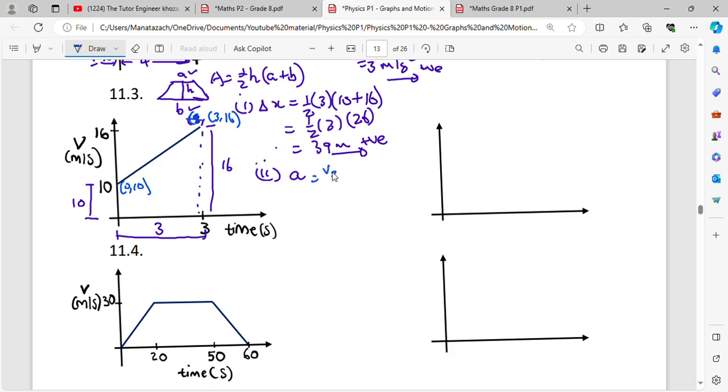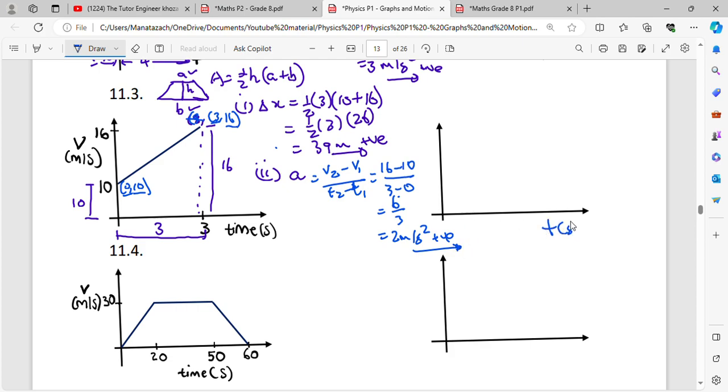It's going to be v2 minus v1 divided by t2 minus t1. v2 is 16 minus 10, t2 is 3 minus 0. So 16 minus 10 is 6 over 3, which is 2 meters per square second in the positive direction.